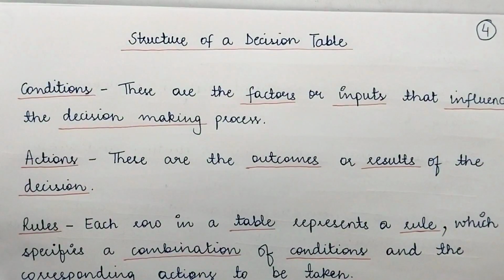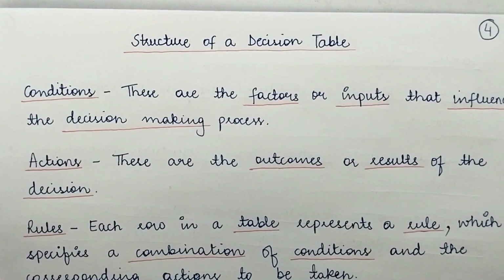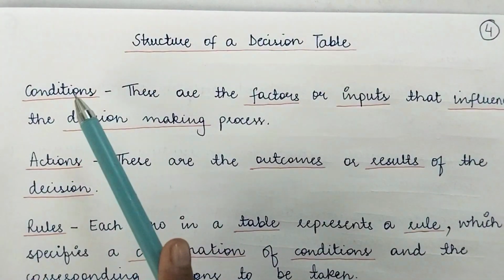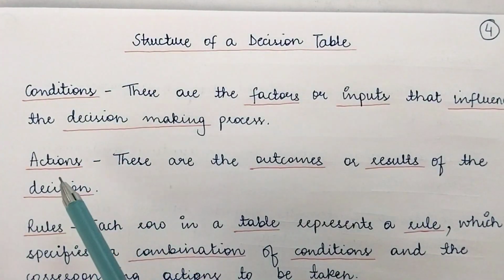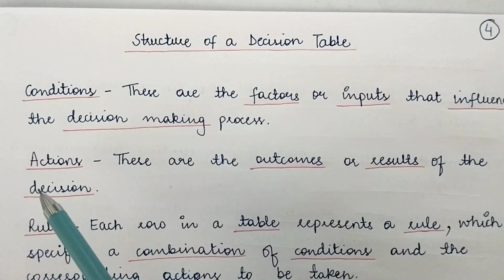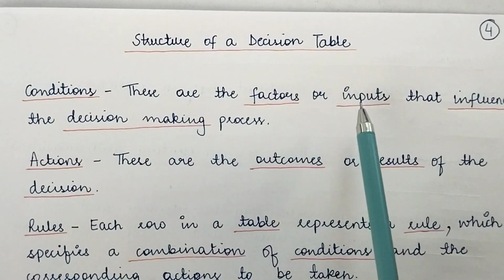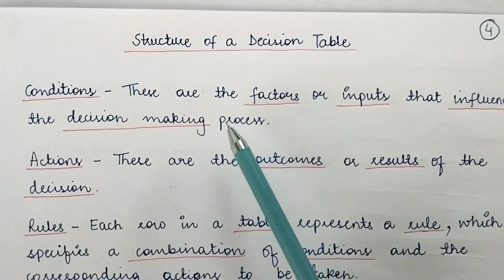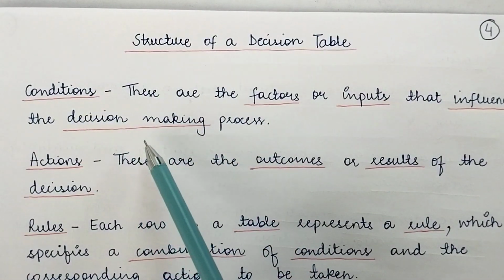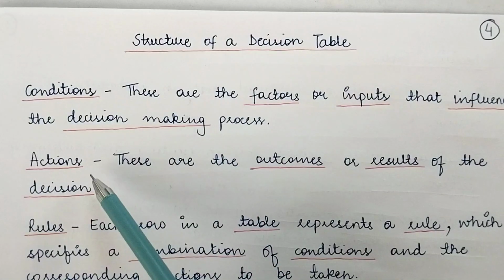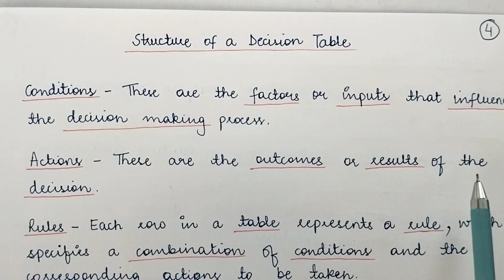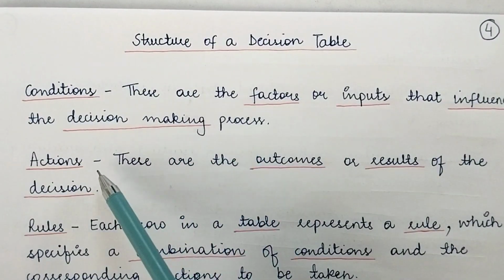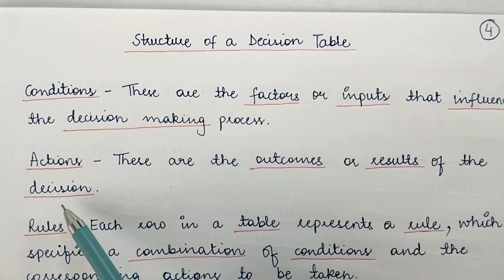Now let's look at the structure of a decision table. So basically the structure of a decision table consists of three important elements, which are the conditions, the actions, and the rules. So conditions are those factors or inputs that influence the decision making process. That is, based upon these conditions, the decision will be made. Actions are the outcomes or results of the decision. So based on the conditions, whatever decision is made, actions are the outcomes or results of those decisions.